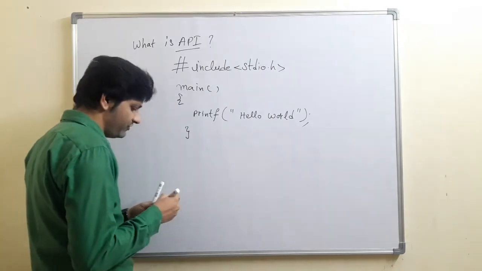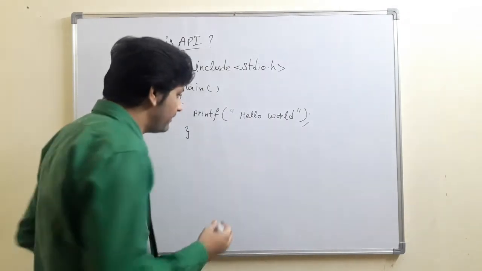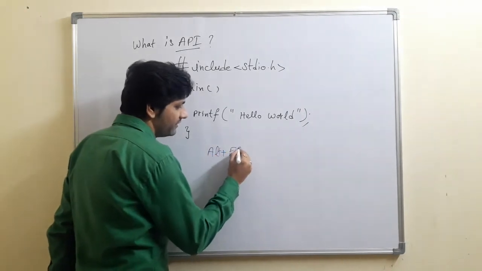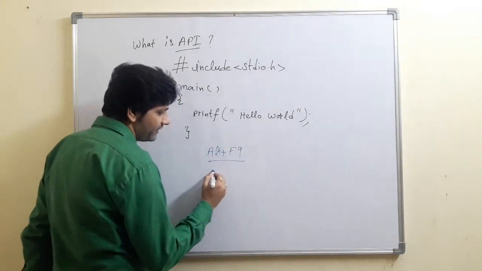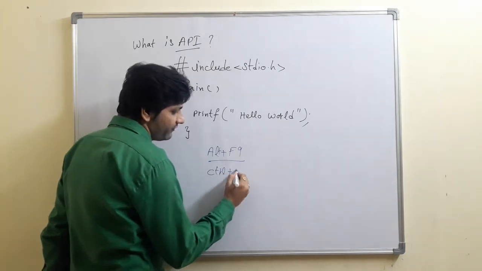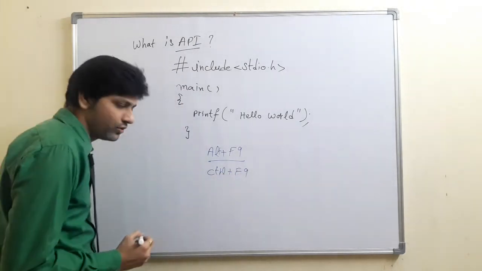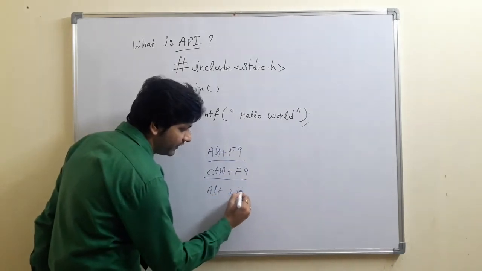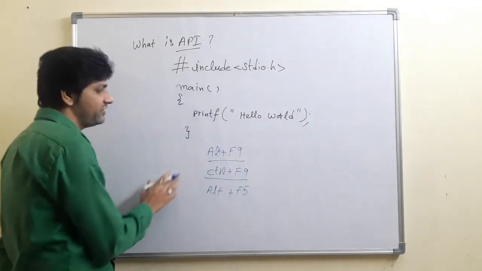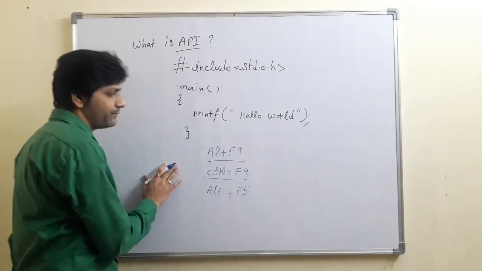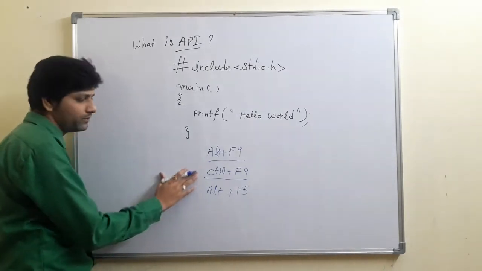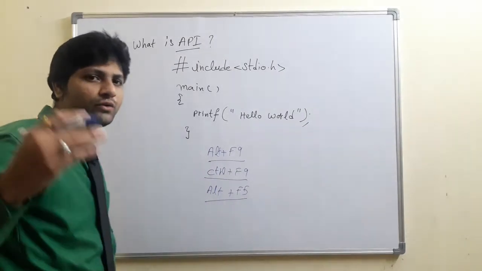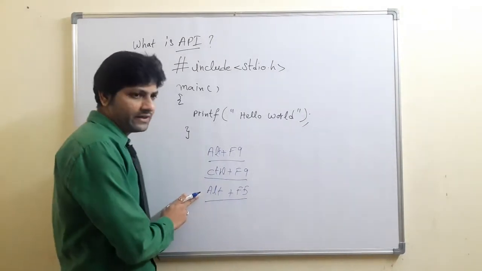Of the program, we see that Alt+F9 is the process for compilation, Ctrl+F9 is for execution of the program, and Alt+F5 is to see the result. So there are three major operations: one for compilation, one for execution, and one to see the result. I want to reduce these operations.